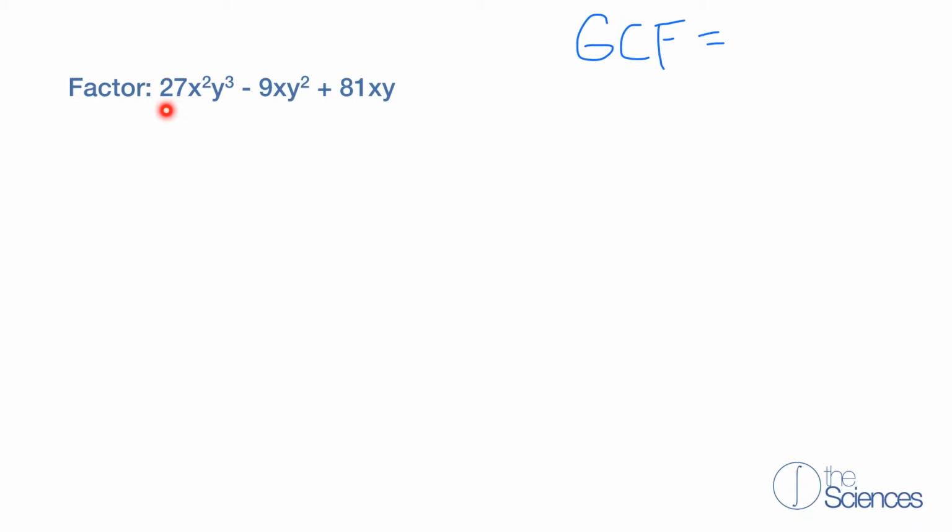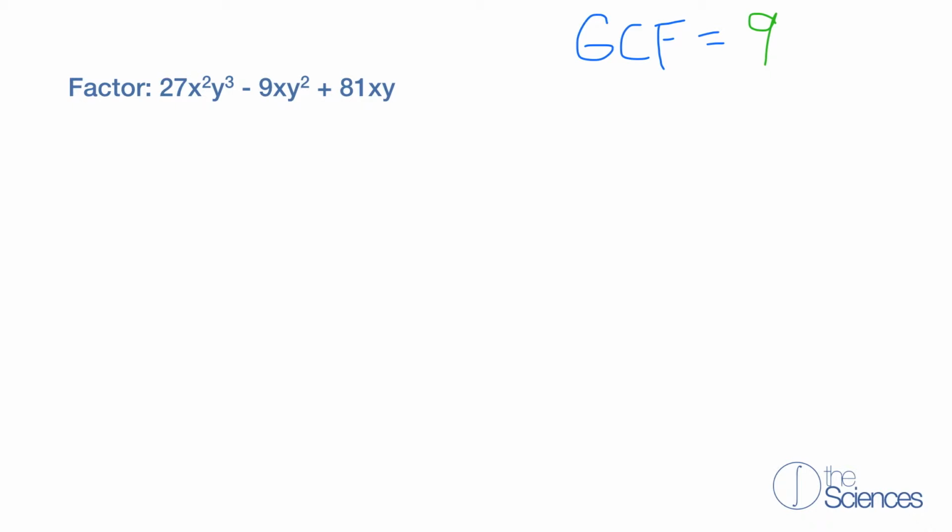So 27 is a multiple of 9. 3 times 9 is 27. 9 times 1 is 9. And 9 times 9 is 81. So this means our greatest common factor is 9.